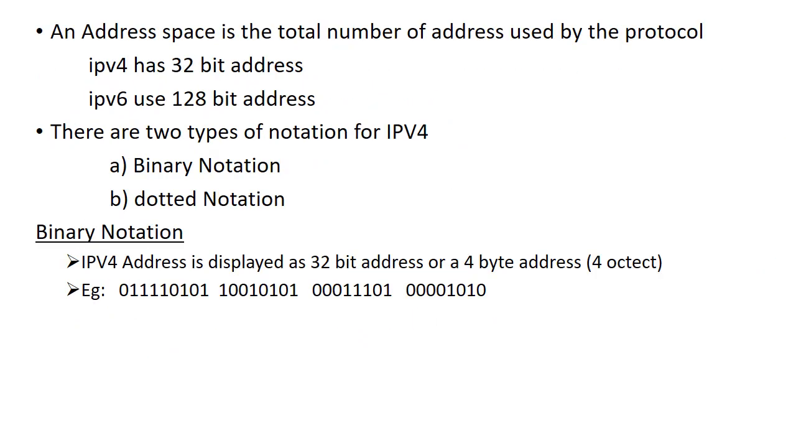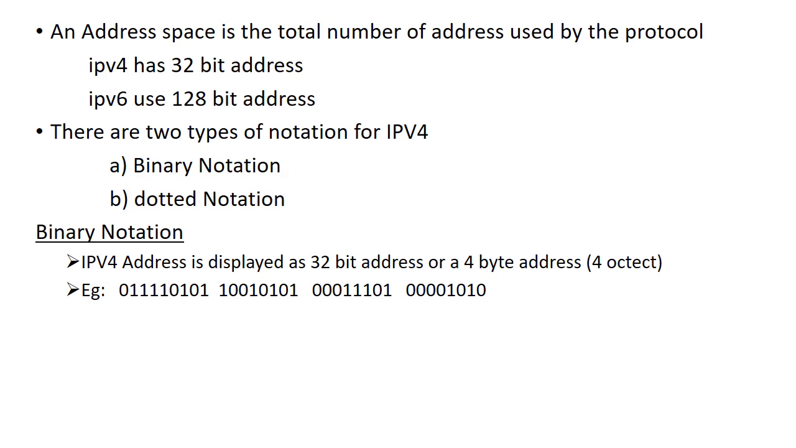The next key idea we have to remember in the case of an IP address is known as address space. What do you mean by an address space? Address space is the total number of addresses used by the protocol. That means the total number of hosts or routers that can be connected to a particular network.